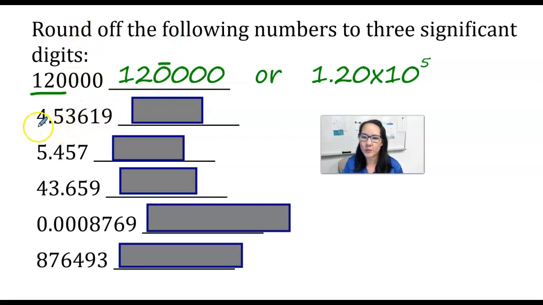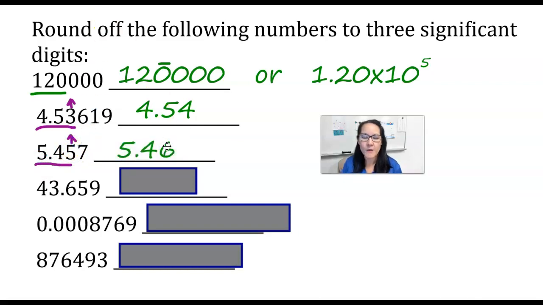Okay, next would be this 4.53619, and I need to have 3 significant figures, so it's going to be the 4, 5, and the 3. Because that's followed by a 6, I want to round the 3 up to 4, and so this is going to be 4.54. Okay, this one, 3 sig figs, 5.45, because that 5 is followed by a 7, that is going to be rounded up to be a 6. 5.46. Here, I need 3 significant figures, so 1, 2, 3. That 6 is followed by a 5, so I'm going to go ahead and round it up, and so this is going to be 43.7.